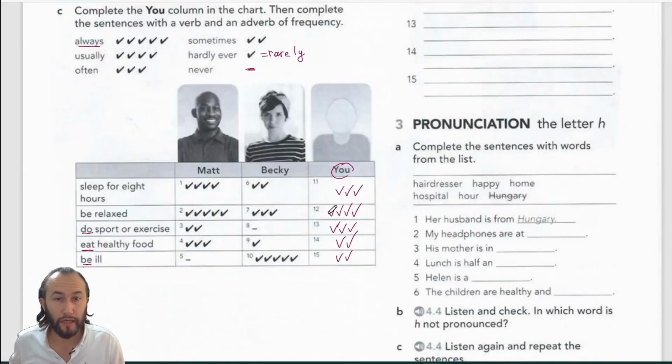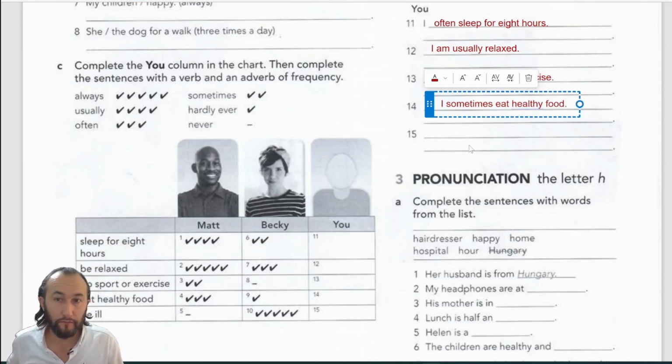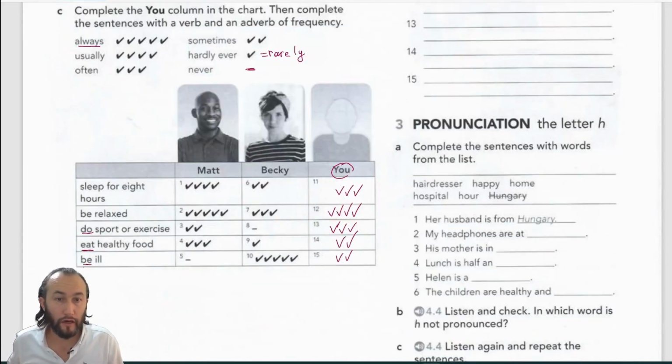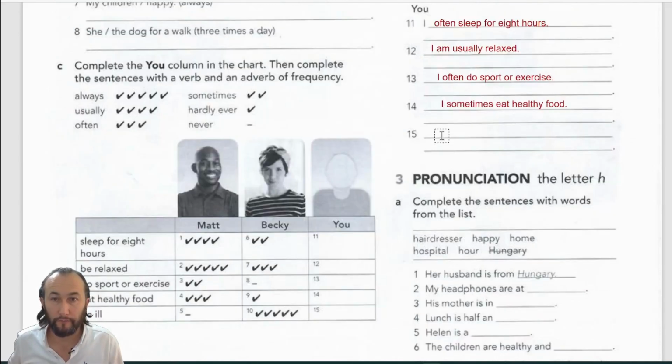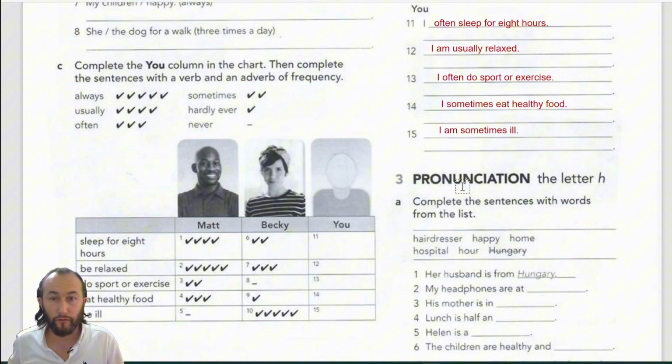And 14, that is 2 ticks, which is sometimes. So I sometimes eat healthy food. And then the last one is 15, which is 2 ticks, sometimes. So I am sometimes ill. That's it. So now we've done that.